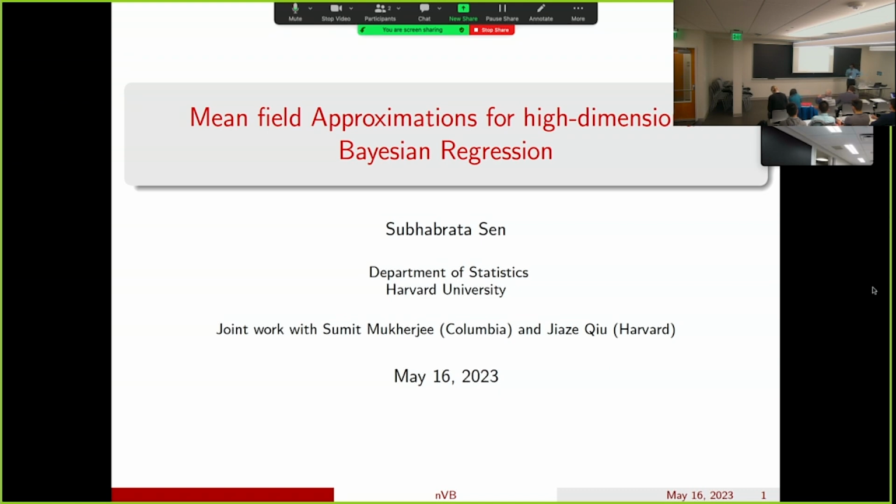Okay, so I plan to talk about mean field approximations for high-dimensional regression today. This is based on a set of works with Sumit Mukherjee, who's at Columbia, and Jiaze Qiu, who is currently a fourth-year PhD student here at Columbia.